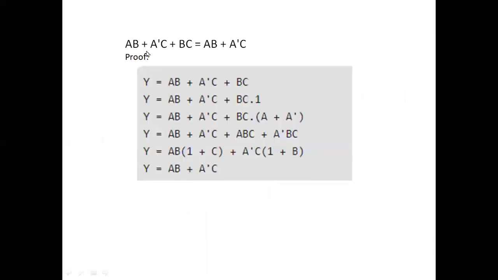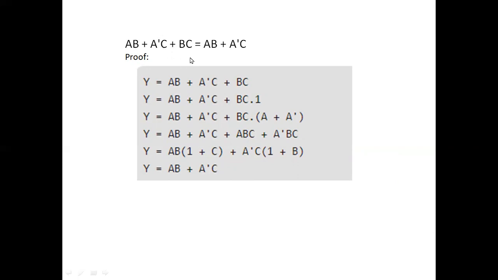So here AB plus A bar C. I'm having my answer here itself. The third term is having the two other terms B and C. So this term is called a redundant term, and it can be eliminated. So here is the proof.